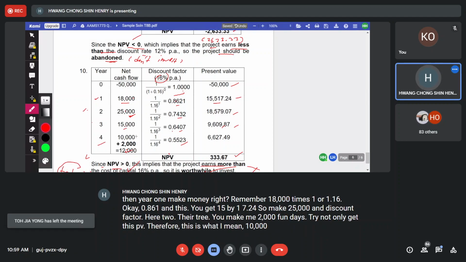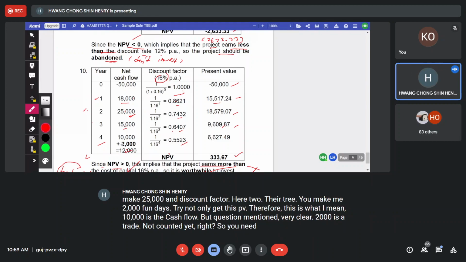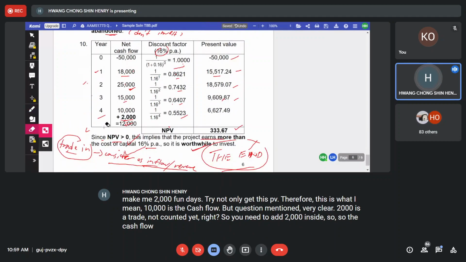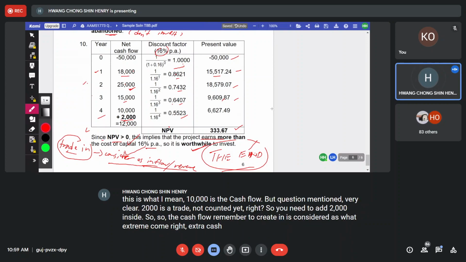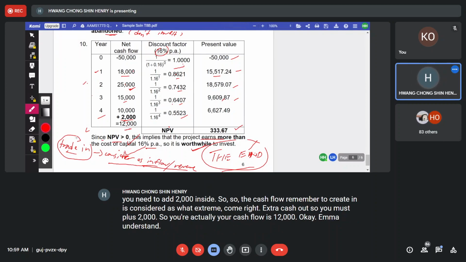10,000 is the cash flow. But the question mentioned very clearly, 2,000 is a trade-in, not counted yet, right? So you need to add 2,000 inside yourself. So the cash flow, remember, the trade-in is considered as what? Extra income, right? Extra cash. So you must plus 2,000. So your cash flow is 12,000 now. Okay? Can understand trade-in? This one. Consider as inflow or revenue.